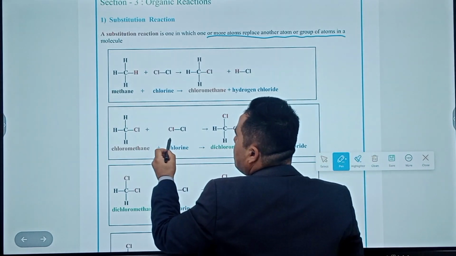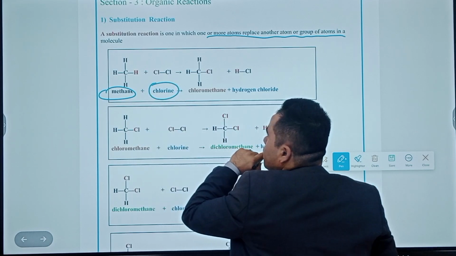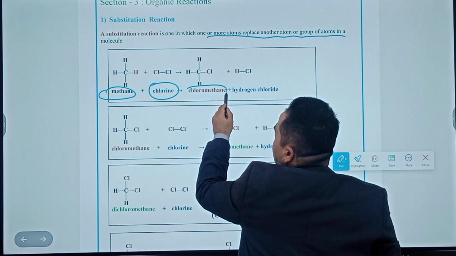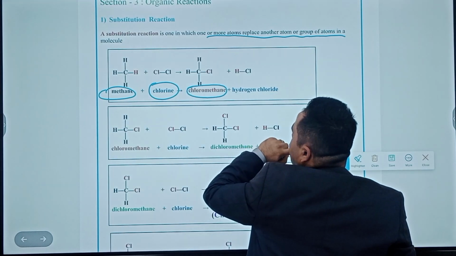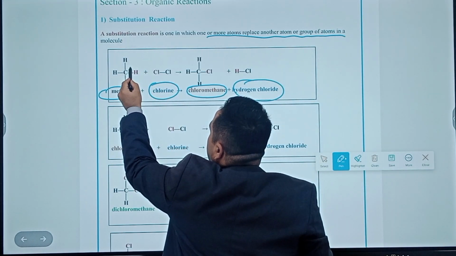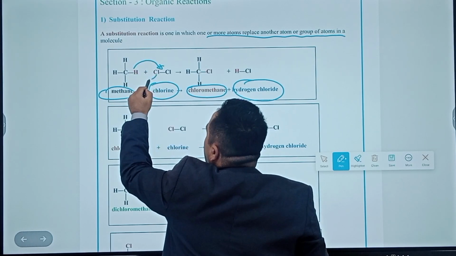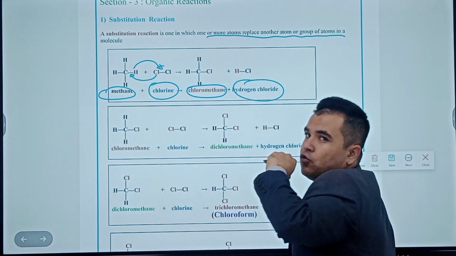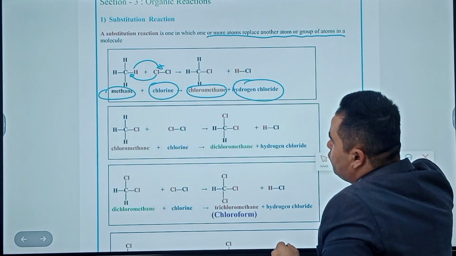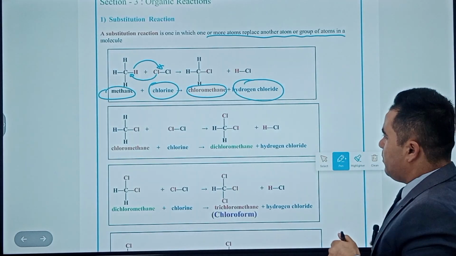Have a look at this example. Here we have methane and chlorine, Cl2, to produce two other molecules in the product, chloromethane and hydrogen chloride. In this, from the methane, a hydrogen goes to the chlorine, and a chlorine replaces the hydrogen. So they replace each other in order to form two new compounds in the product.